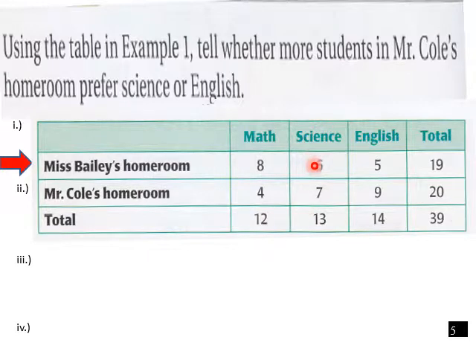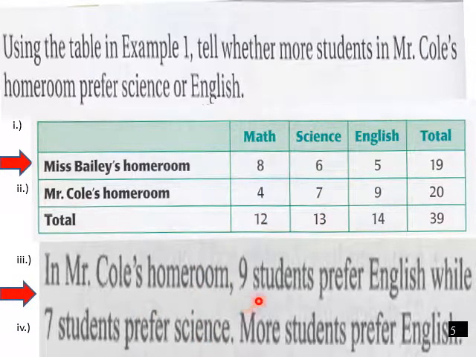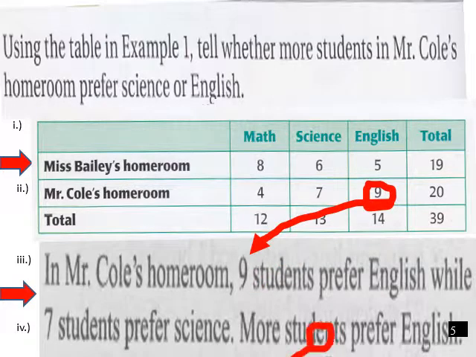Well, let's see. We've got science here, we've got English here. Oh, that's Bailey's room. This is Cole's here: 7 and 9 in favor of English. So 9 students prefer English while 7 prefer science. So more students prefer English. Okay, do your independent practice, students.